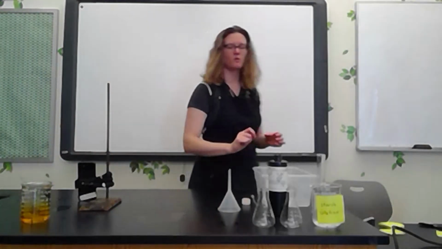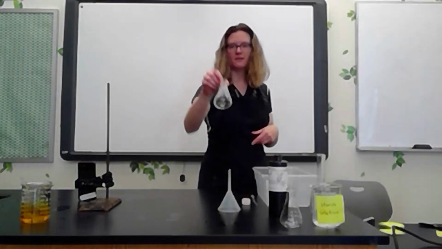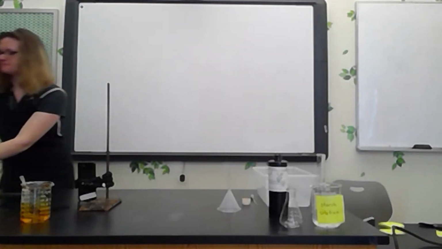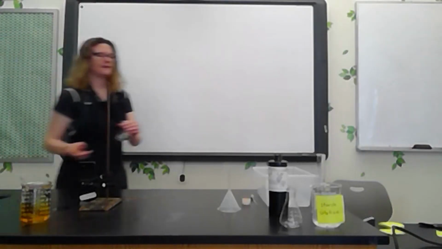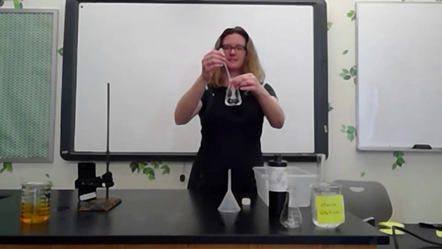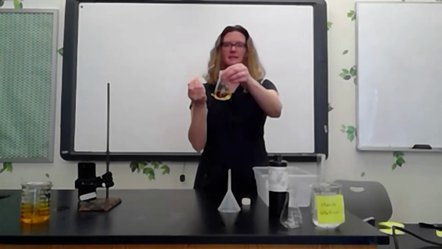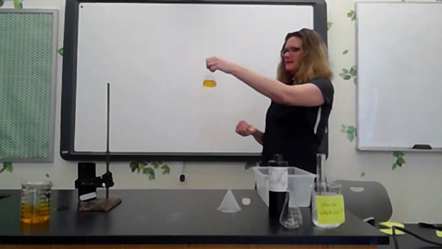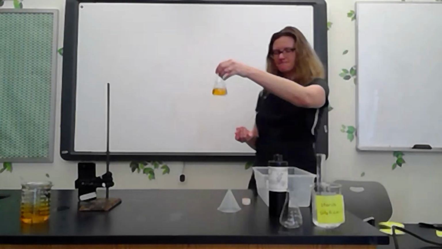Now, while that is recording, I want to give you an indication of what's going to happen if the starch and the iodine interact with one another. So first I'm going to fill this little flask with a little bit of water, and I'm going to add some iodine to it. And so you can see iodine and water makes this nice amber color, kind of on the yellow side.